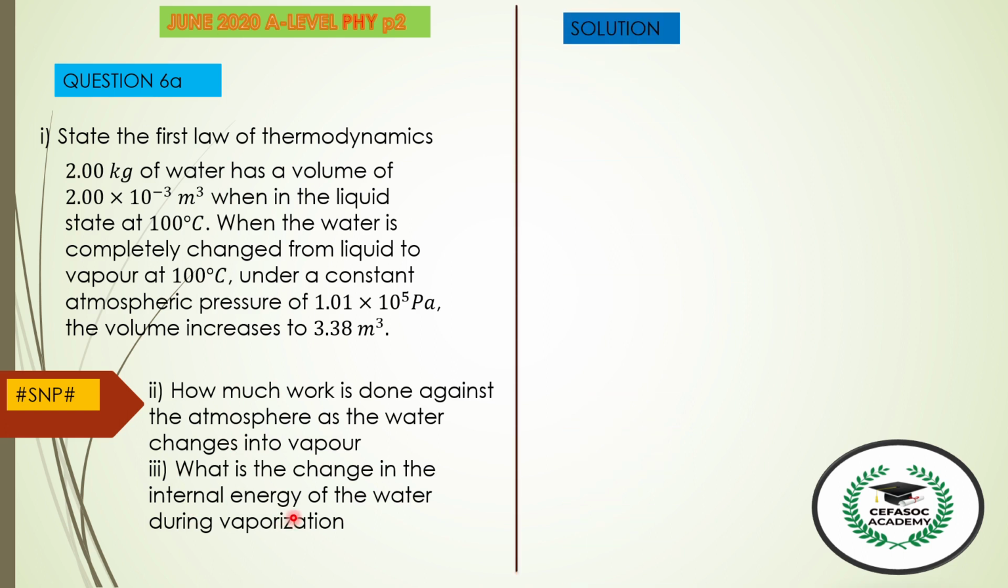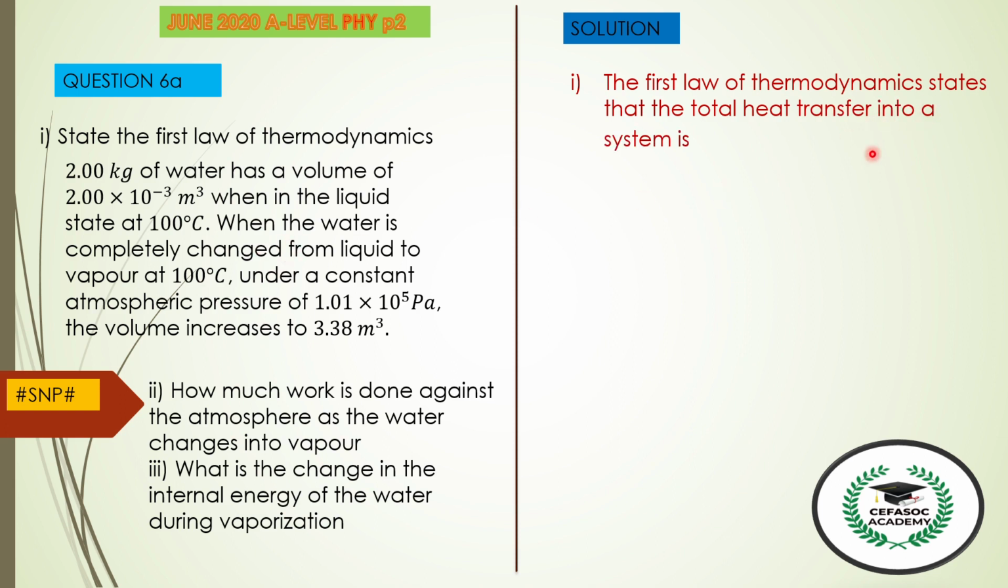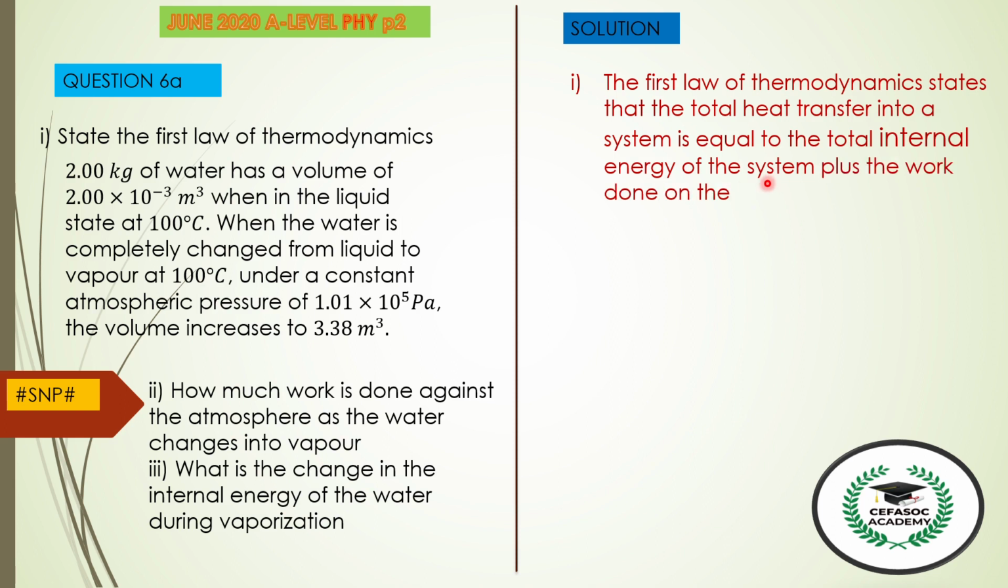The first law of thermodynamics is the same thing as the conservation law. So it states that the total heat transfer into a system is equal to the total internal energy of the system plus the work done on the system. So we can write the mathematical expression: delta Q is equal to delta U plus delta W. After writing the literal part of the law, you can still write the mathematical expression.